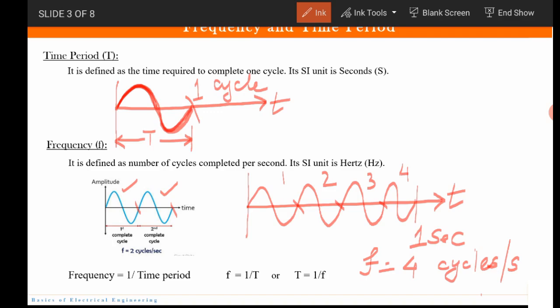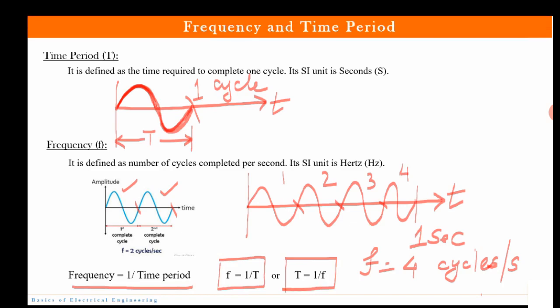Fine. Now very important point is that frequency is the reciprocal of time period. Fine. So f is equal to 1 by t or t is equal to 1 by f. Now this relationship is very important. That reciprocal of time period is known as frequency and vice versa.